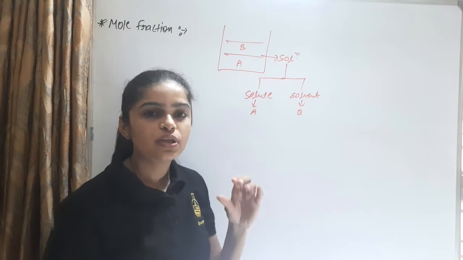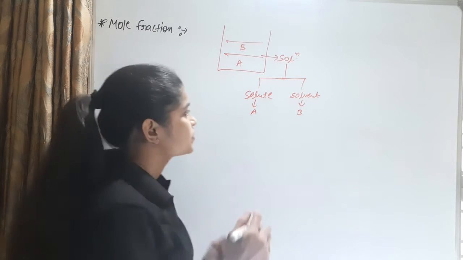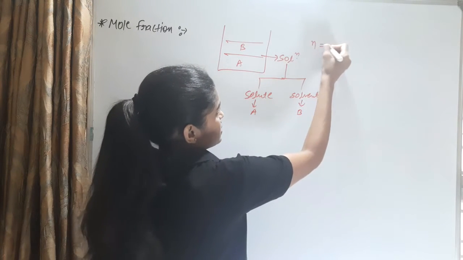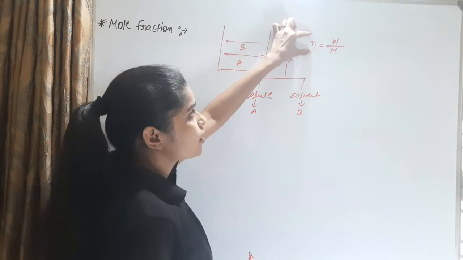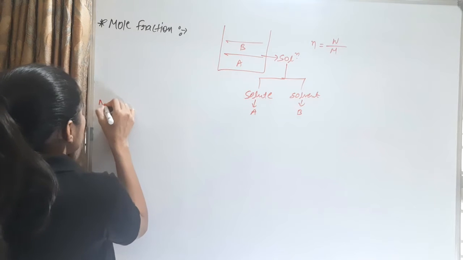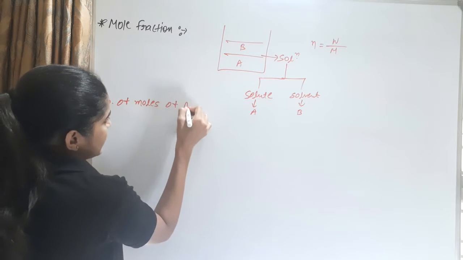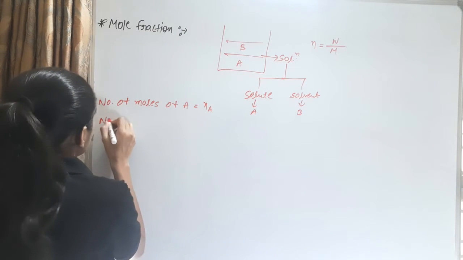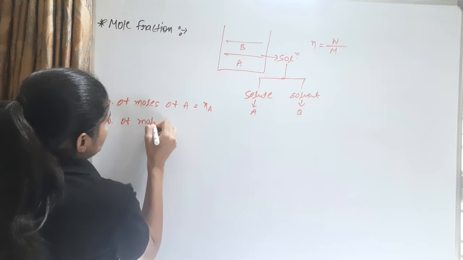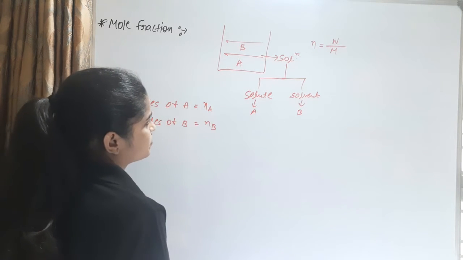First we need the moles of A and B. How to find the moles? Moles n is equal to weight upon molar mass. That way we find the number of moles. So the number of moles of A is equal to Na and the number of moles of B is equal to Nb.